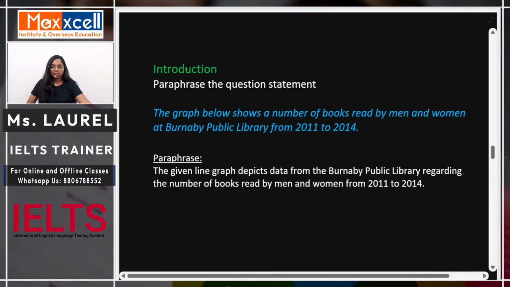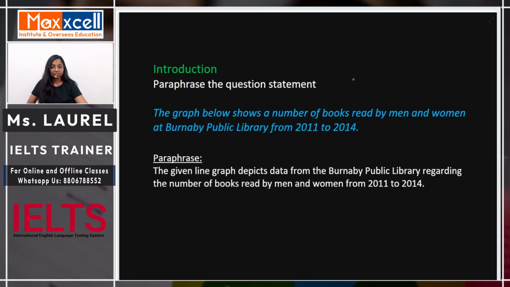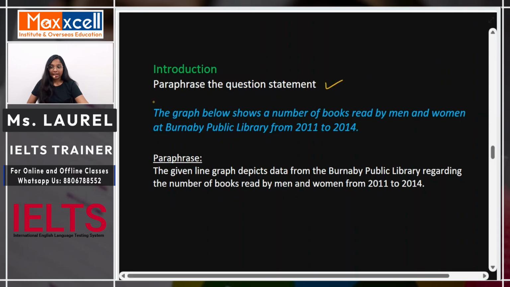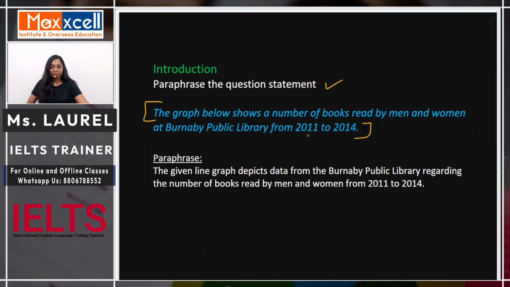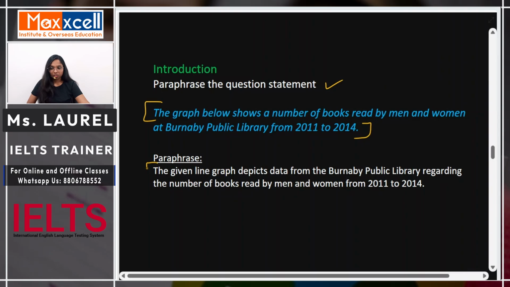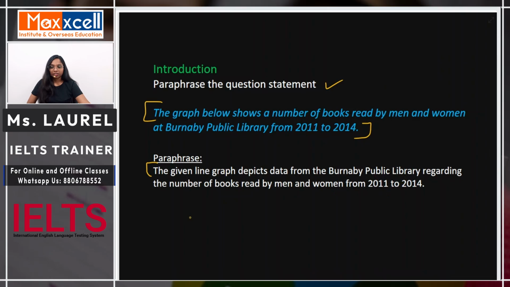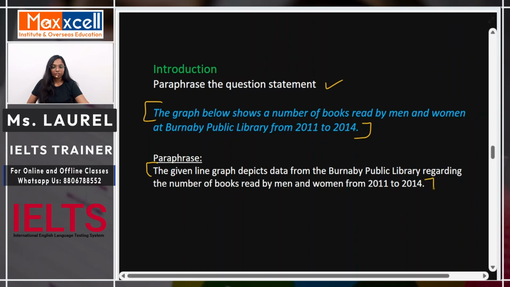Now let's move on. Let us look at the introduction. As we know, for the introduction we need to paraphrase the question statement, and the question statement is this: The graph below shows the number of books read by men and women at Burnaby Public Library from 2011 to 2014. We have changed it to this: The given line graph depicts data from the Burnaby Public Library regarding the number of books read by men and women from 2011 to 2014.